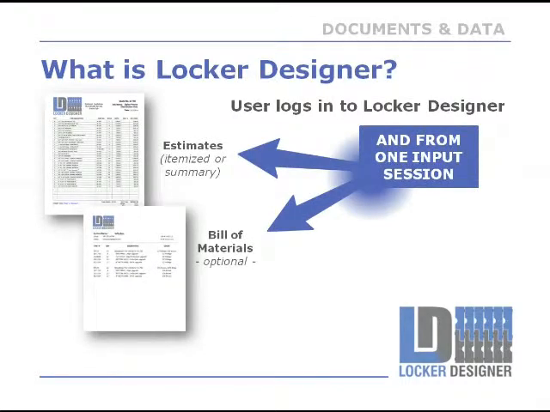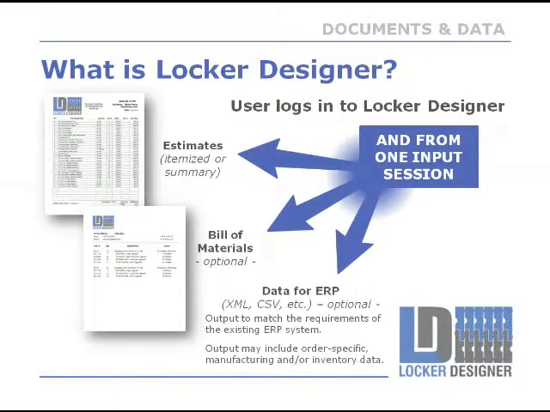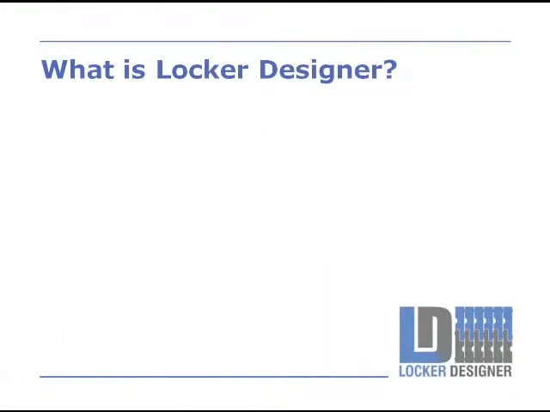Bill of material, this is an optional function, but what we'll do is we'll track your part number and do a complete exhaustive bill of material of everything that's included in a job. And this is formatted the way you'd want it to be. We also format it electronically, and the output will match the requirements of your existing ERP system. So we can put out XML, CSV files. You can go in an Excel format, Excel spreadsheet. Output may include order-specific, manufacturing, and or inventory data.